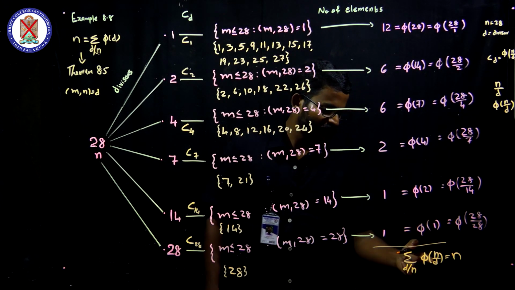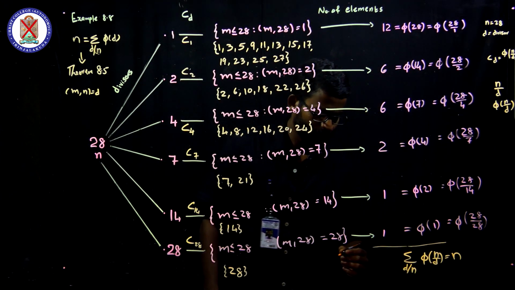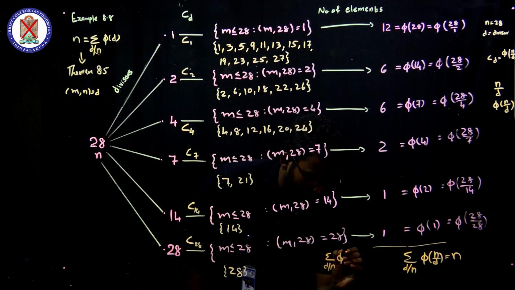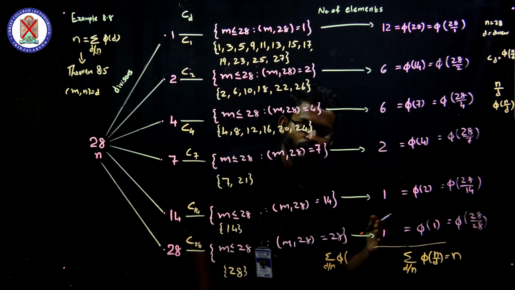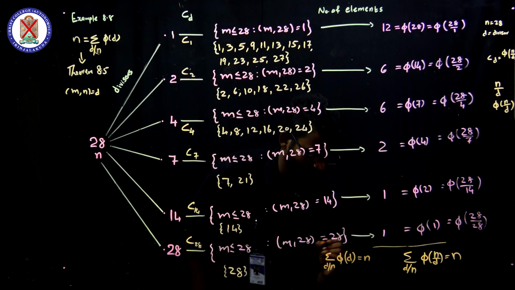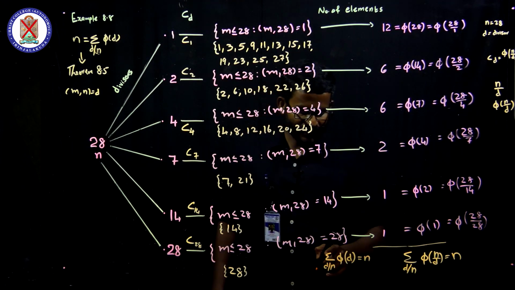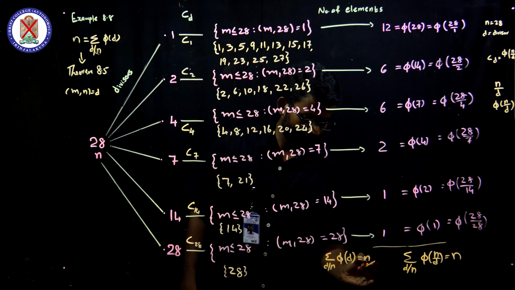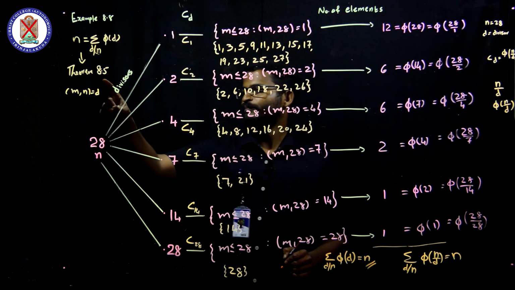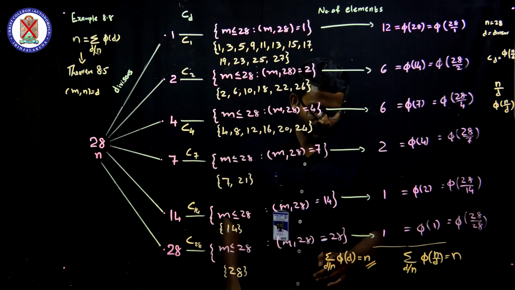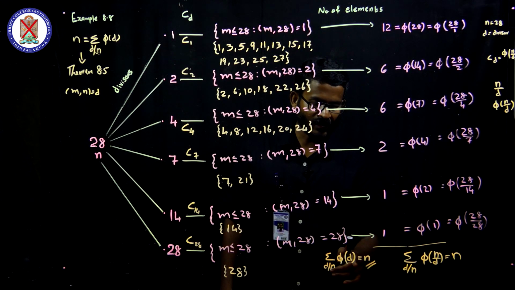So I can replace this n by d, and this can be written as sigma d divides n of phi of d, which is equal to n. That is, sigma d divides n of phi of d is equal to n. This is theorem 8.5: for any positive integer n, sigma d divides n of phi of d is equal to n.